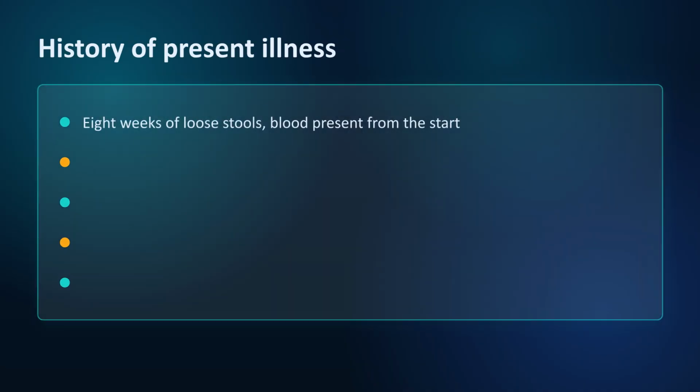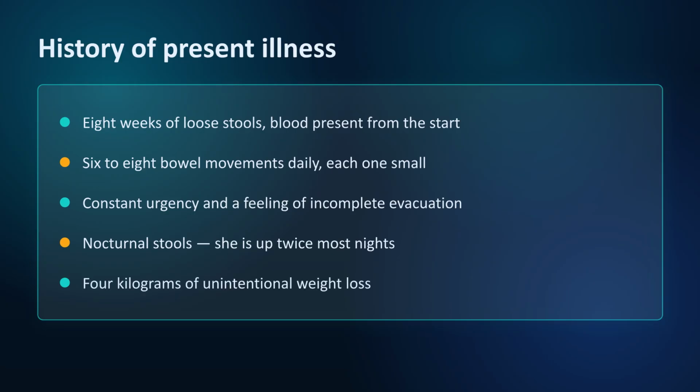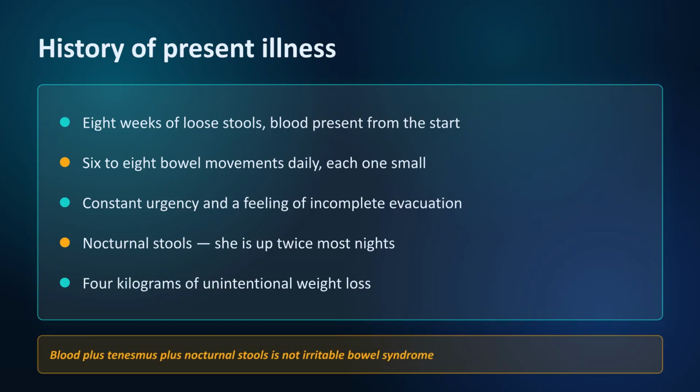8 weeks of loose stools, with blood present from the start rather than appearing later. 6 to 8 bowel movements a day, and every one of them small in volume. She has constant urgency, and a feeling that she never fully empties. She has nocturnal stools. She is up twice most nights, and she has lost 4 kilograms without trying. Now put those together. Blood, plus tenesmus, plus stools that wake her from sleep. That combination is not irritable bowel syndrome. Functional disease does not wake people up. Notice also that the blood was there from day one, rather than appearing after weeks of diarrhea.